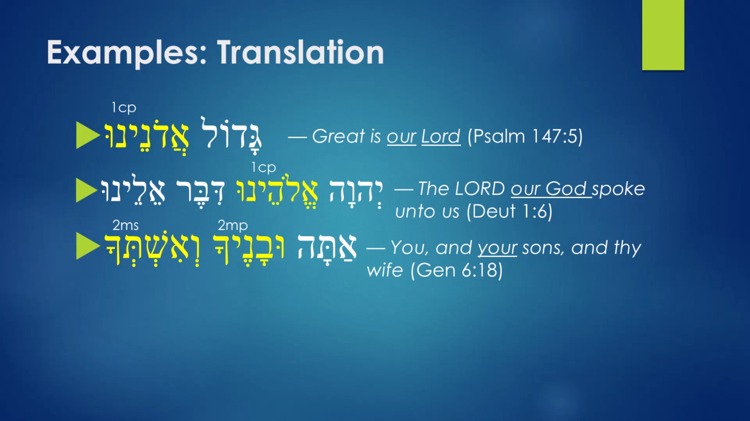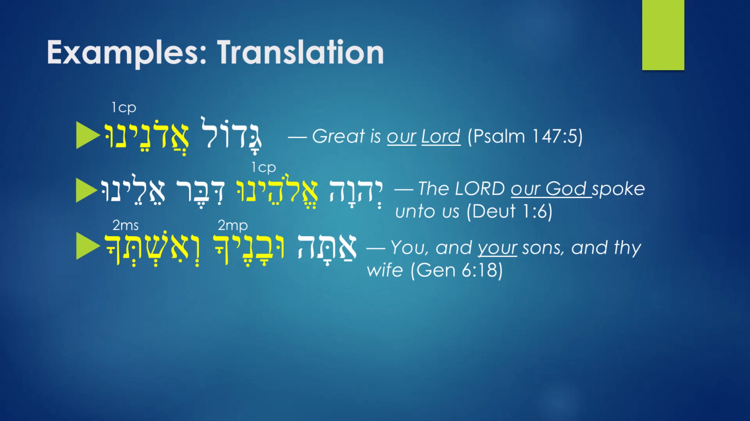Next phrase we have Yahweh Elohenu Diber Elenu. How to translate that phrase? Now this calls for you to know your vocabulary. Apart from just knowing the suffixes, translation needs you to know vocabulary. Most of these words you have already looked at. Yahweh means Lord, capital L-O-R-D. Elohenu is coming from the word Elohim. Elohim means God.